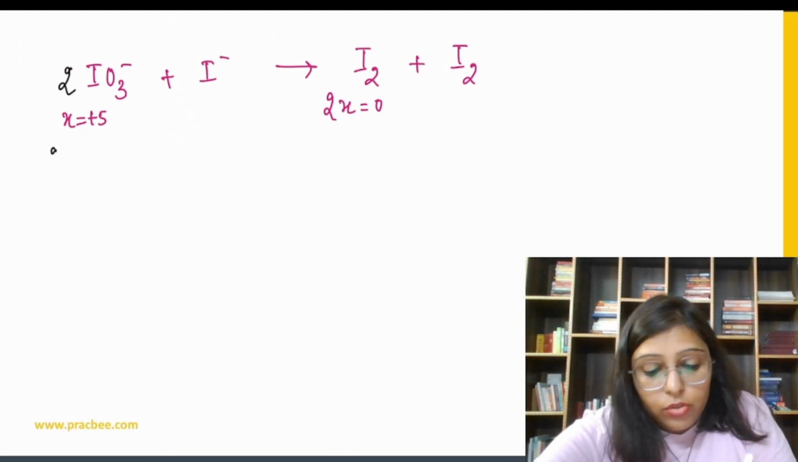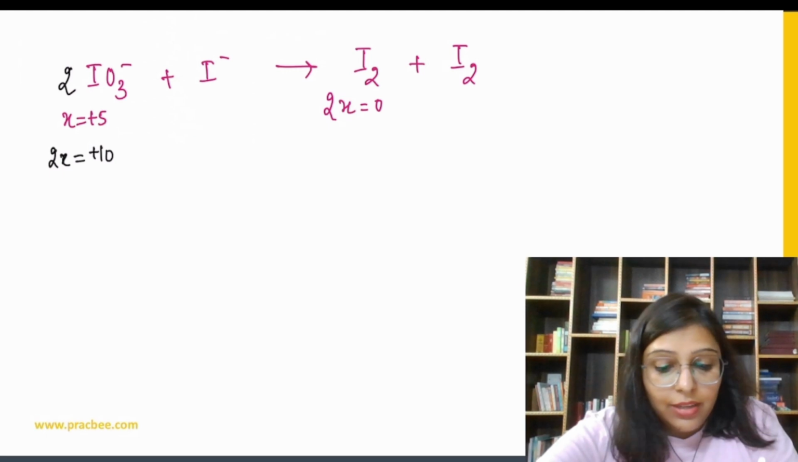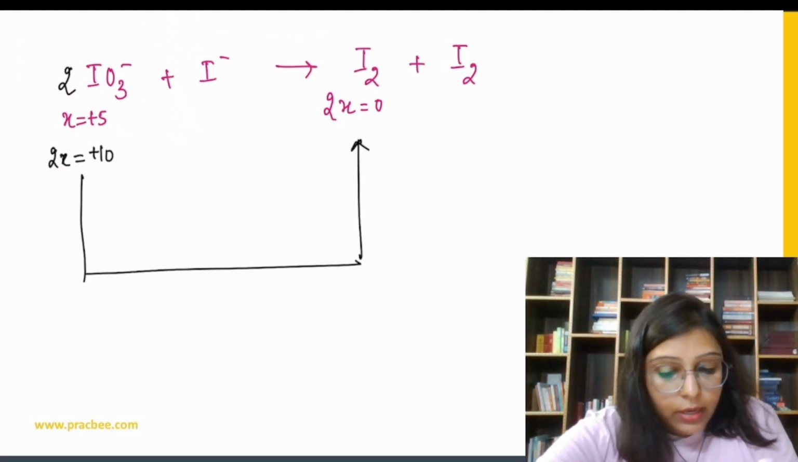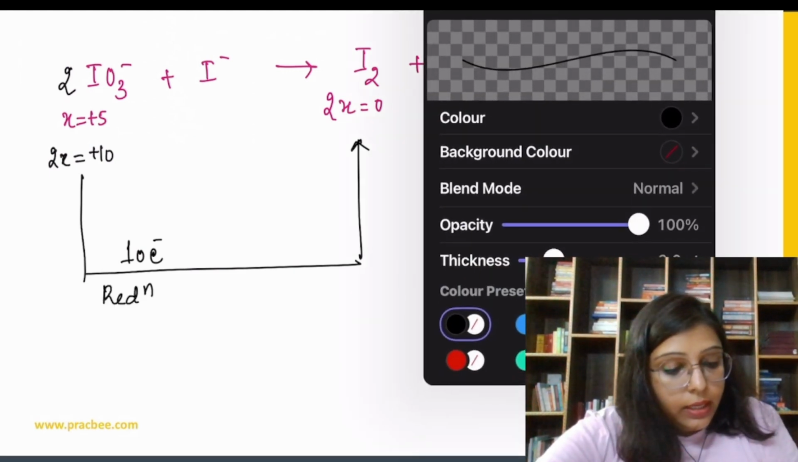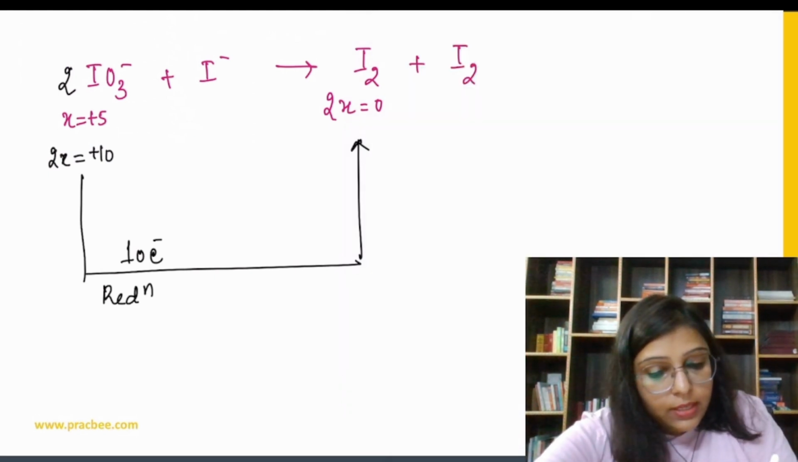So with respect to 2x, the iodine oxidation number is +10. So there is a change of 10 electrons, because from +10 it goes to 0. Okay, and this is the reduction process. Similarly we have to balance this.